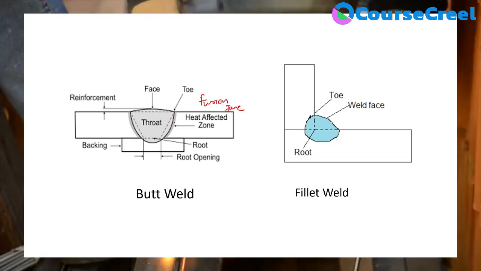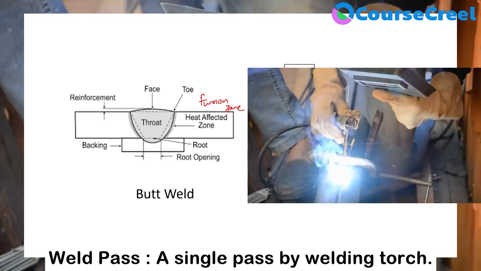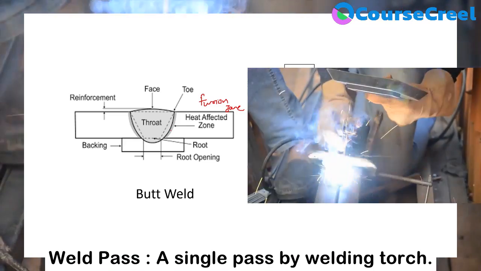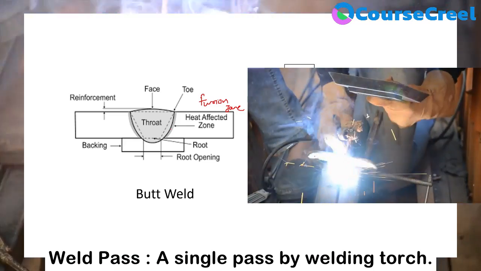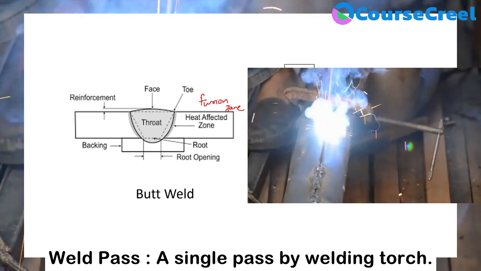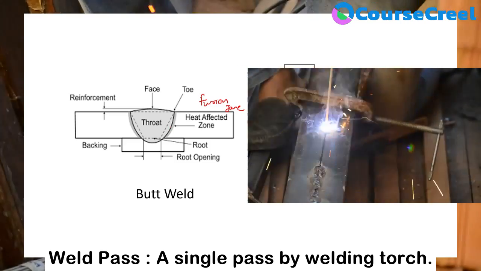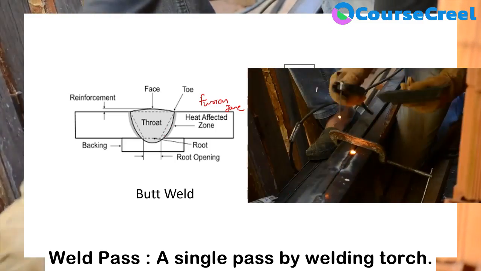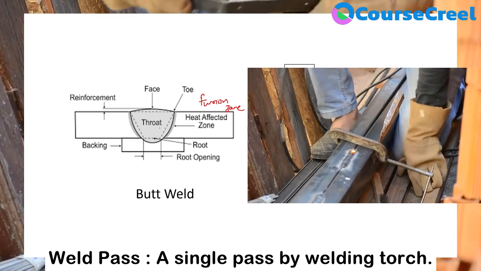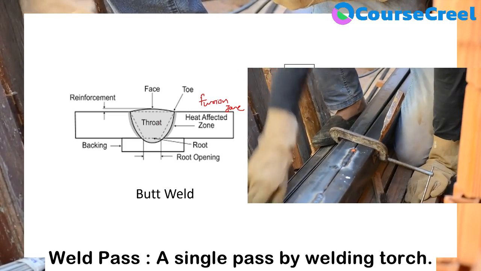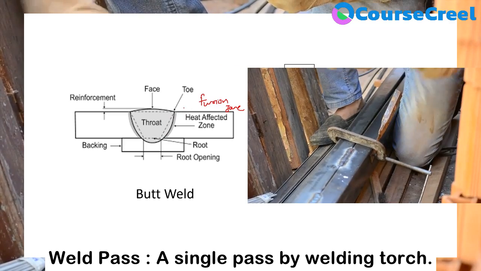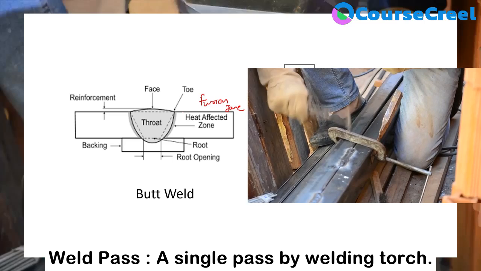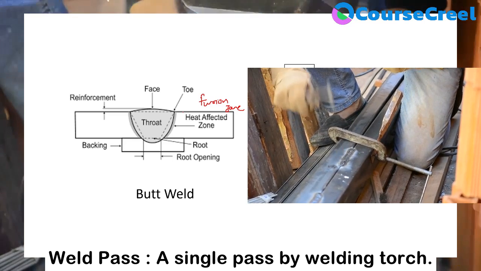The next term is weld pass. We can define weld pass as a single pass or movement along the length of the joint by a welding torch or electrode, which results in a bead. Weld pass is defined as the single pass or movement of the electrode along the length of the joint by the welding torch or the electrode, resulting in a bead.